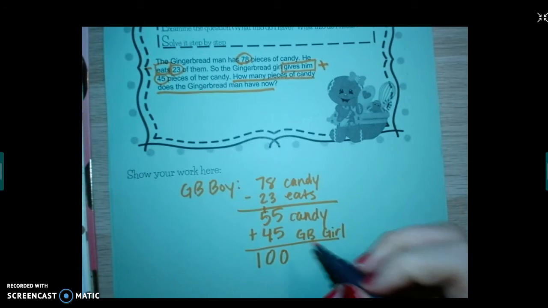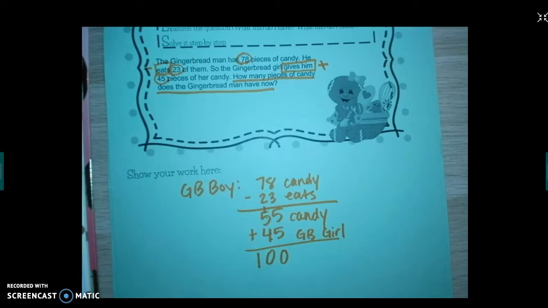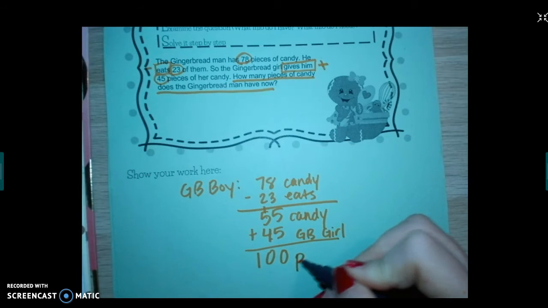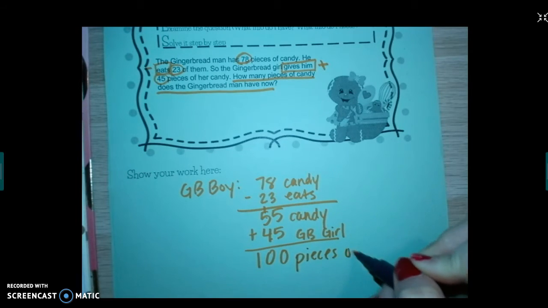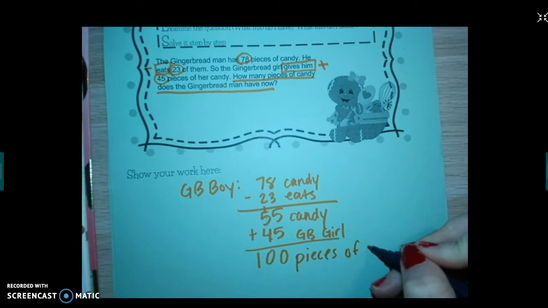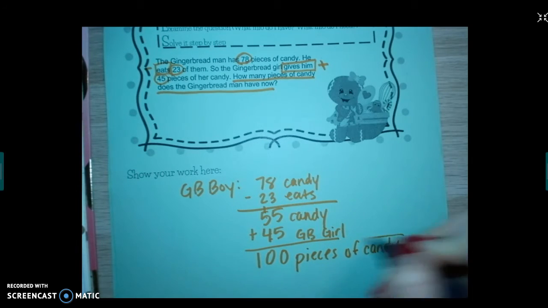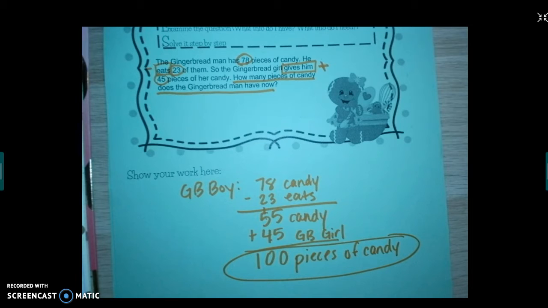When I made that, I didn't even know it was going to come out to that. Okay. So, how many pieces of candy does he have now? He has 100 pieces of candy. And that's your answer. Okay, 4th graders, tomorrow you will have a quiz over this.